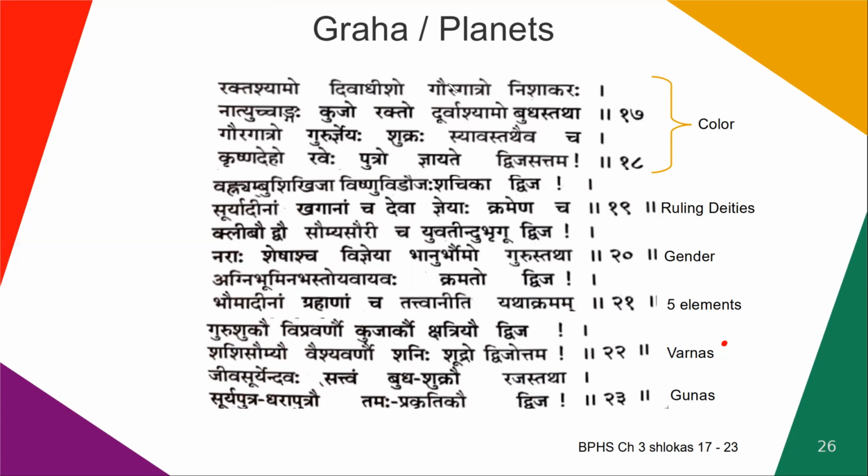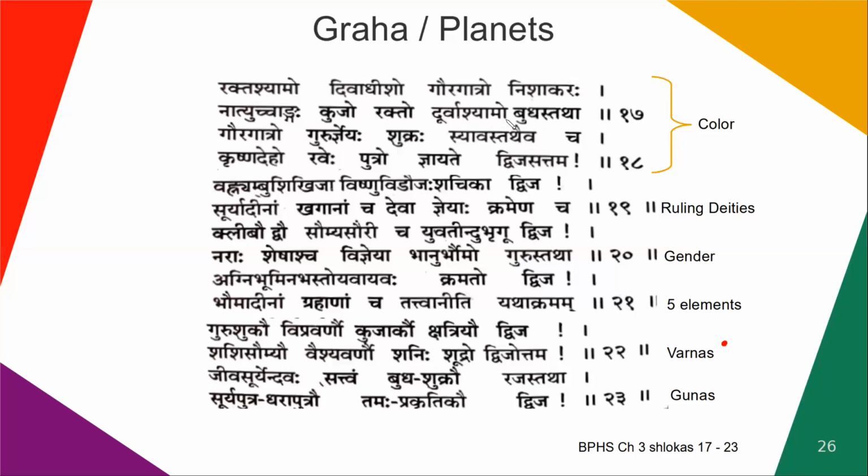So in shloka number 17, Maharshi Parashara says, Divadhisha is the name of the sun. Divadhisha is Rakta Shamo. So the sun is blood red in color. Rakta is blood. Nishakara is moon. Moon is Gauragatro, that is wheatish in color. Natyuchanga is Mars, which is not too tall or not too short. Kujo is Mars. Kujo is also Rakto. Rakto is blood red in color.